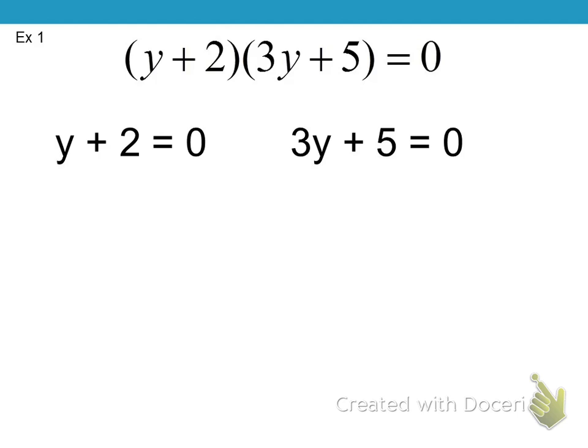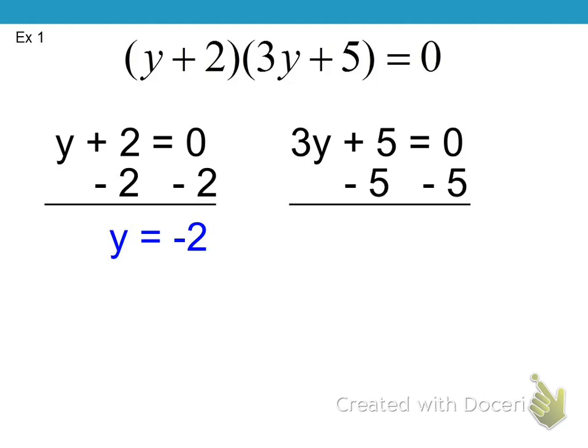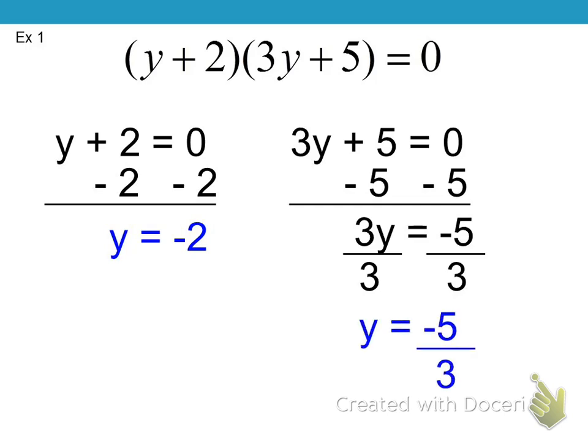So we need to solve both of these, and then those will be our two solutions. How do you get y by itself in that first equation? You just subtract 2 from both sides, and y equals negative 2. Boom. That's an answer. How would I solve the other equation? Subtract the 5. Then divide by 3. And y equals negative 5/3. That's it.